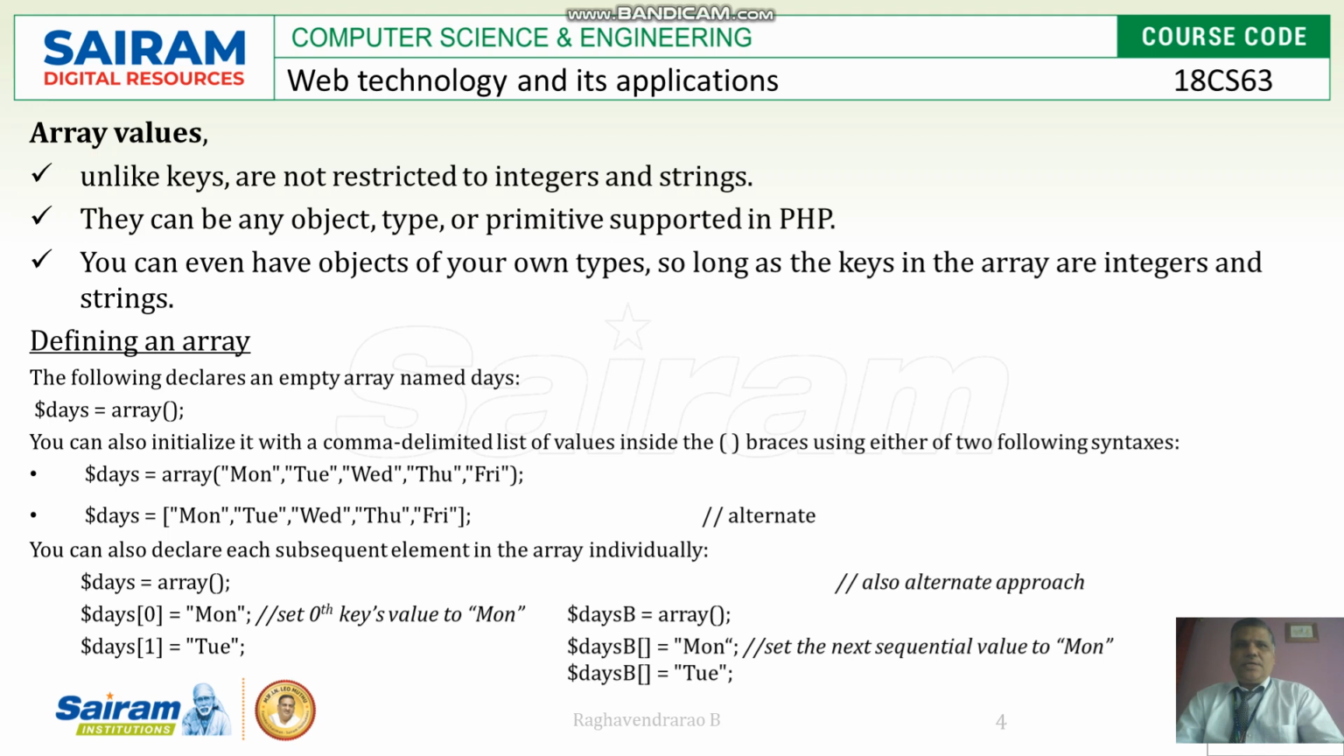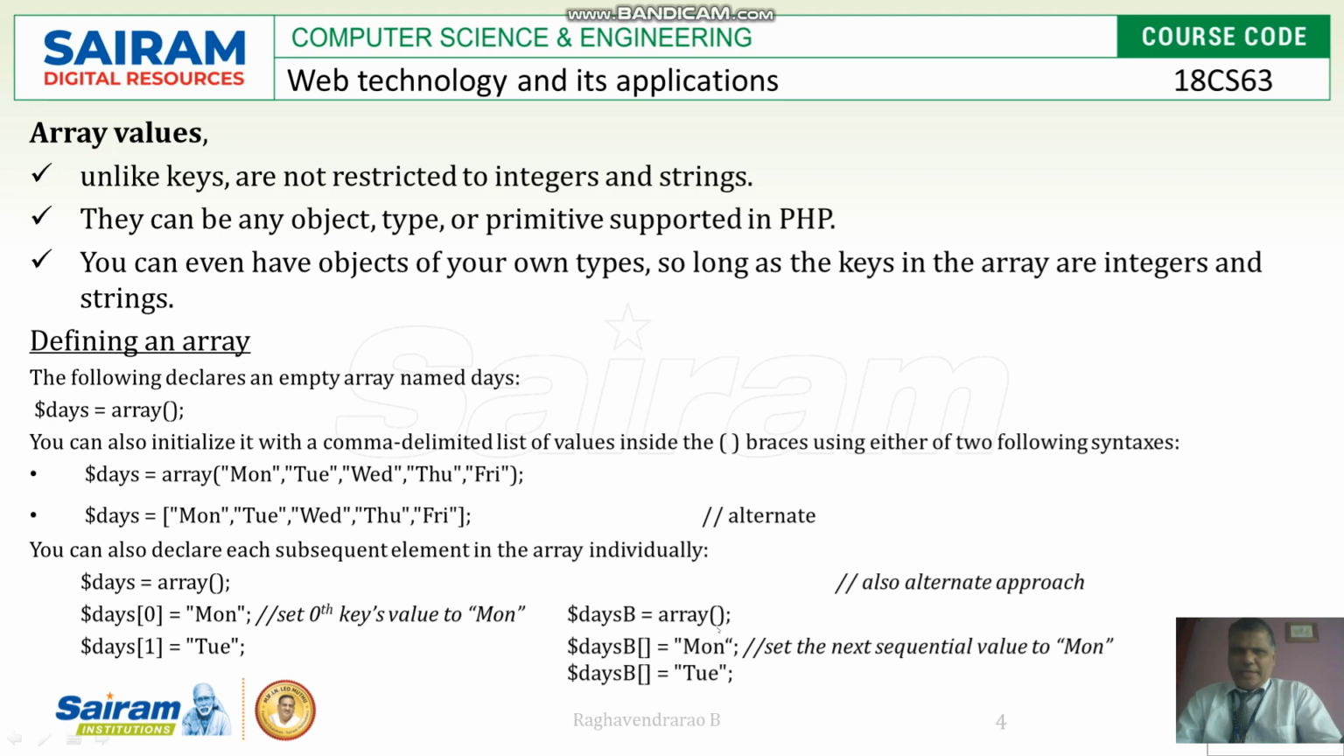Both are assigned. You can also declare each subsequent element individually. It is possible. Okay, $array is equals to array, so the same thing is repeated over here. And $days of 0, the first one, 0 is Monday. Okay, meaning in the location of the first element, that is the 0th element, Monday is being stored. Tuesday is stored in 1. Okay, like that. So another way is also possible.